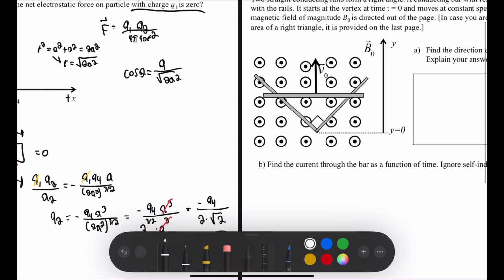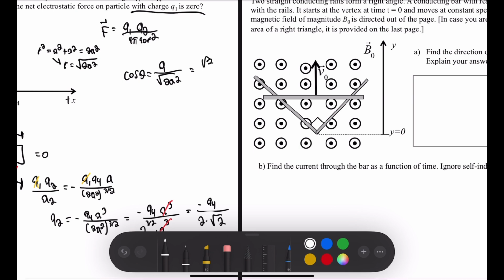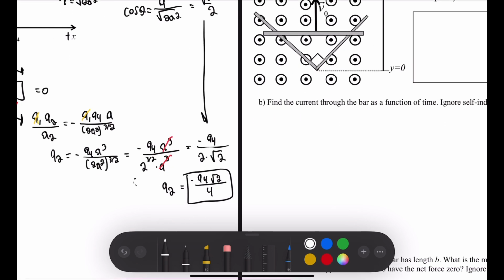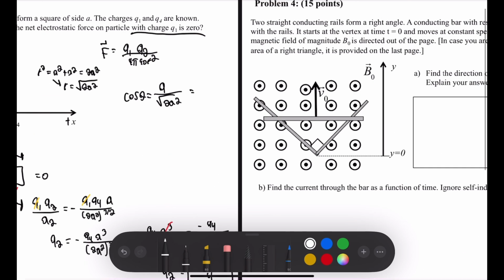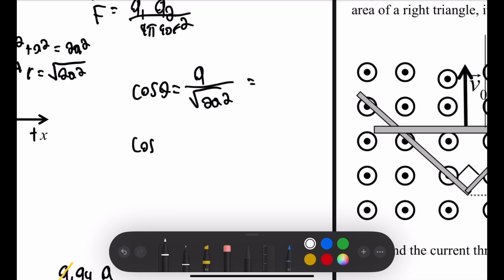And if you make the assumption that cosine was root 2 over 2, you would have gotten the same answer, but it would have just been a lot quicker. I'll actually do that in the second part, because that's only the first part. So let me just say this is square root 2 over 2.